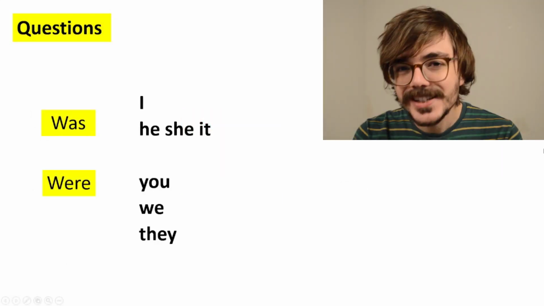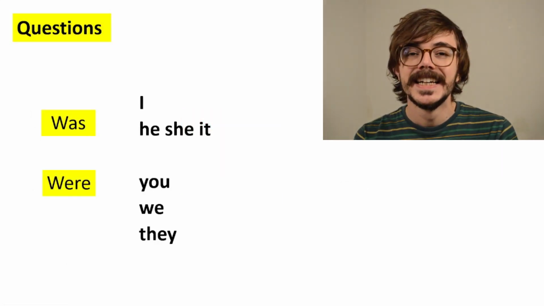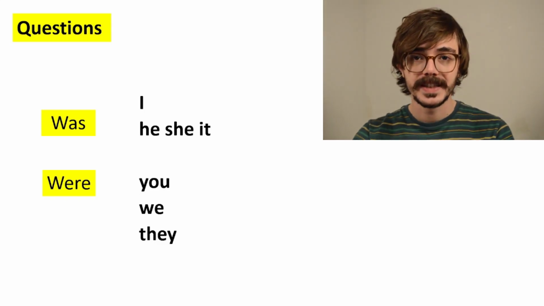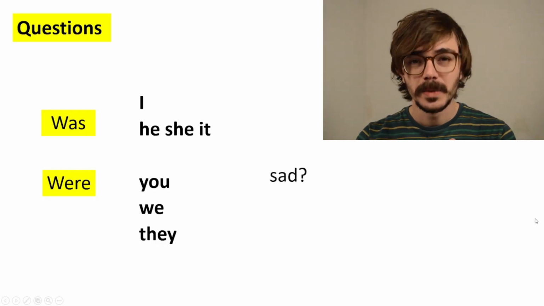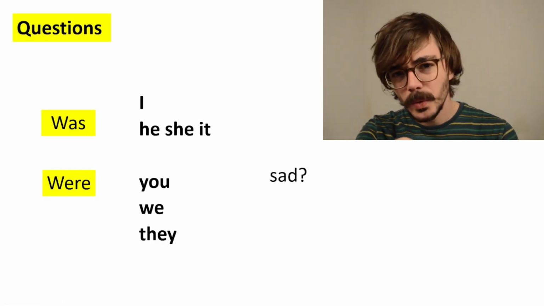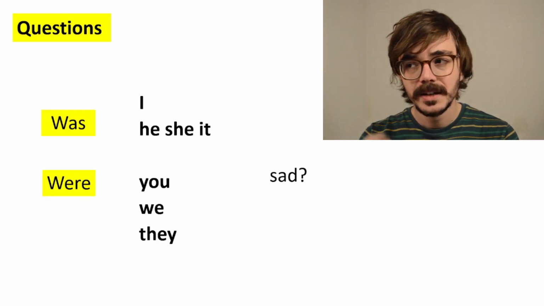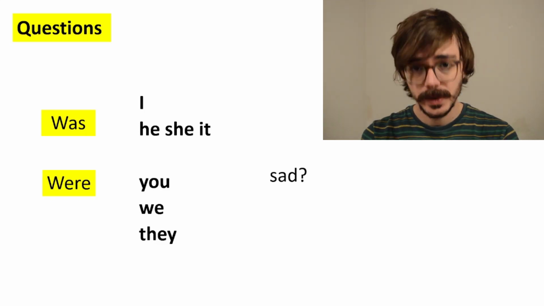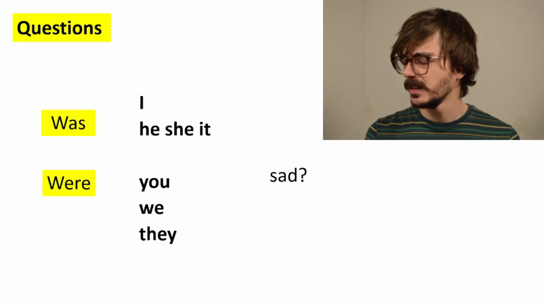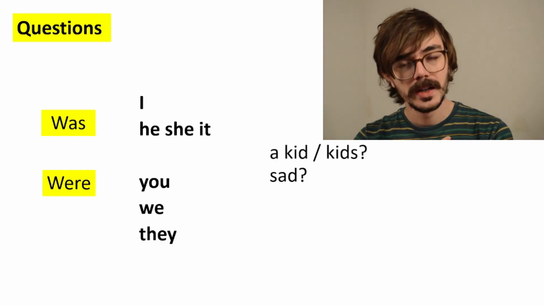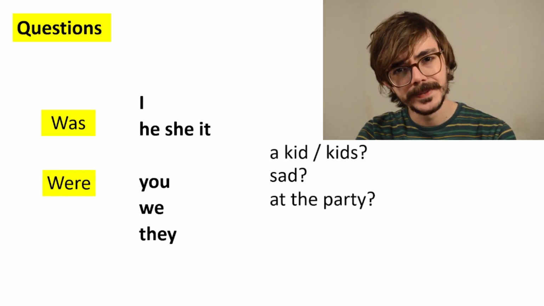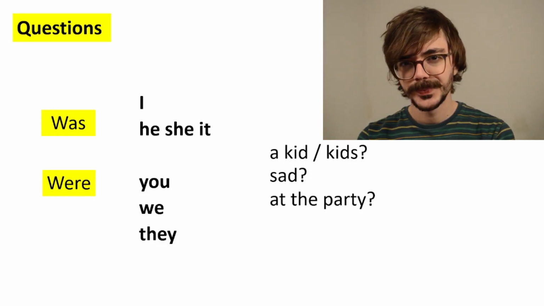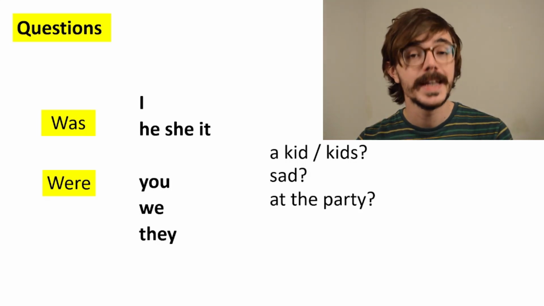What about making a question with the verb to be in the past simple? So, it's pretty easy. We just put was or were at the beginning of the sentence. Like, was I sad? Were you sad? Was she sad? Was he sad? Was it sad? Were we sad? Were they sad? Or were you at the party? Were they at the party? Was he at the party? So we just put our was or were at the beginning of the sentence.